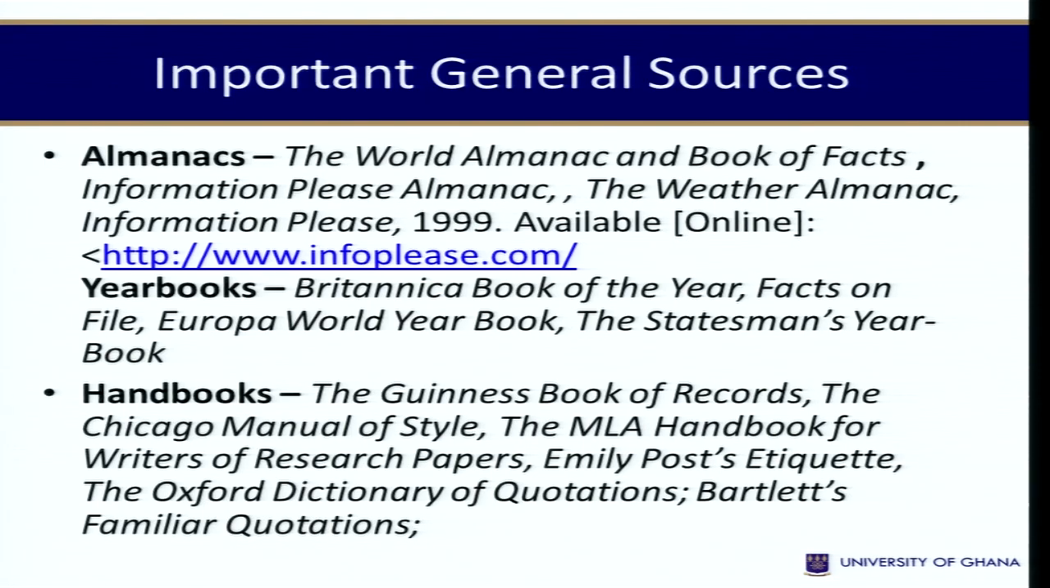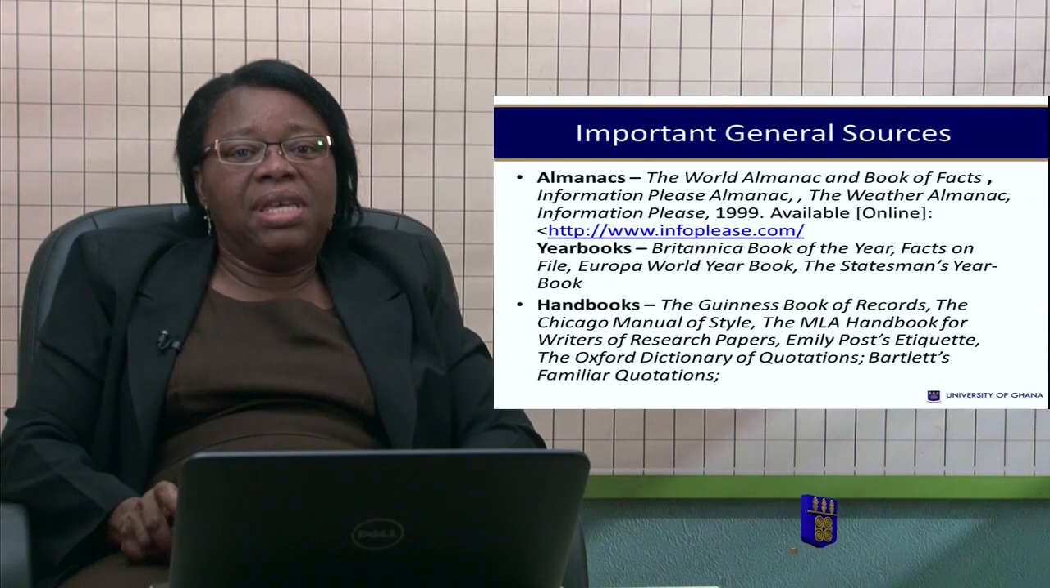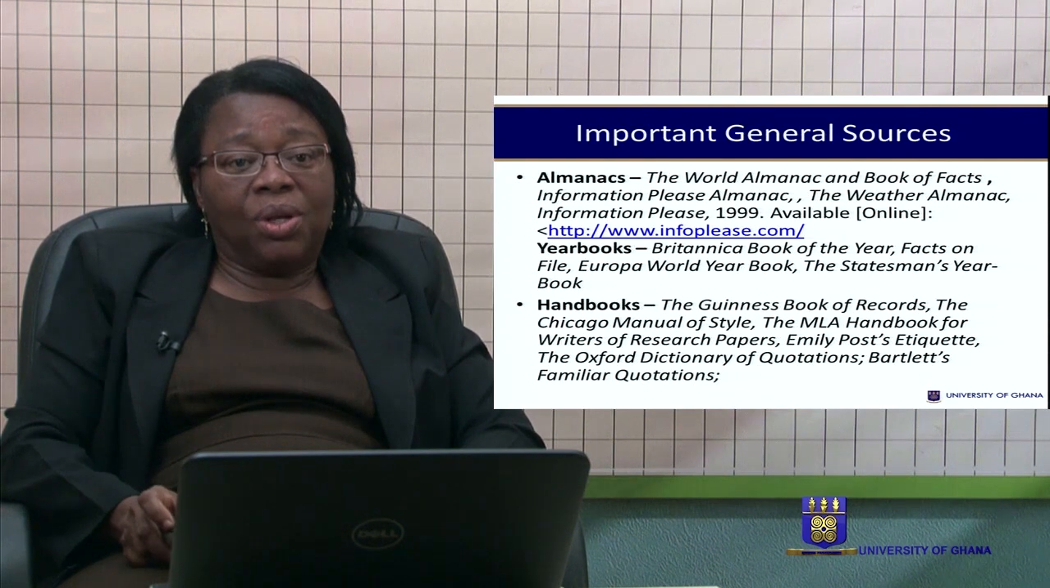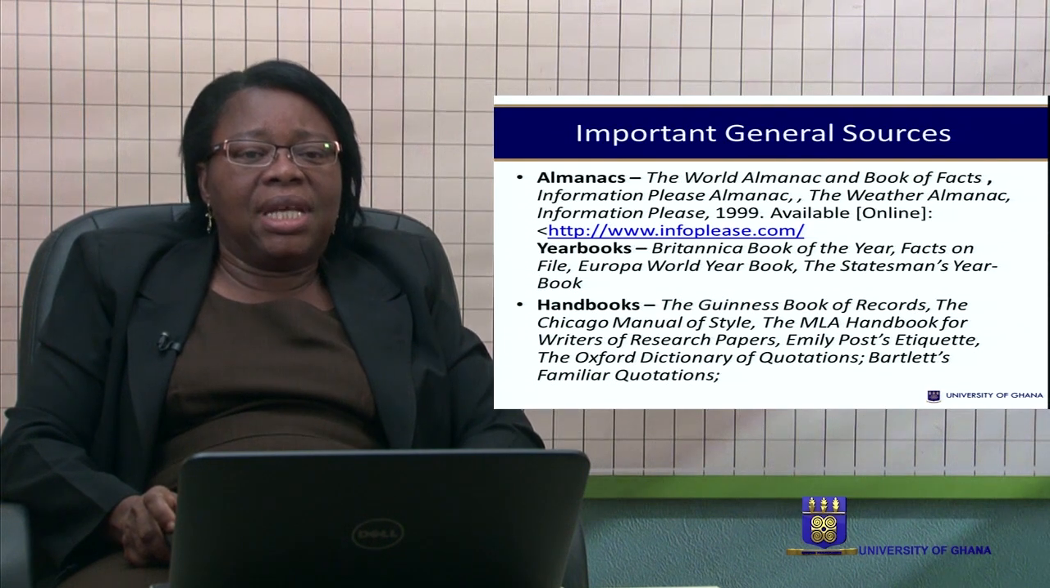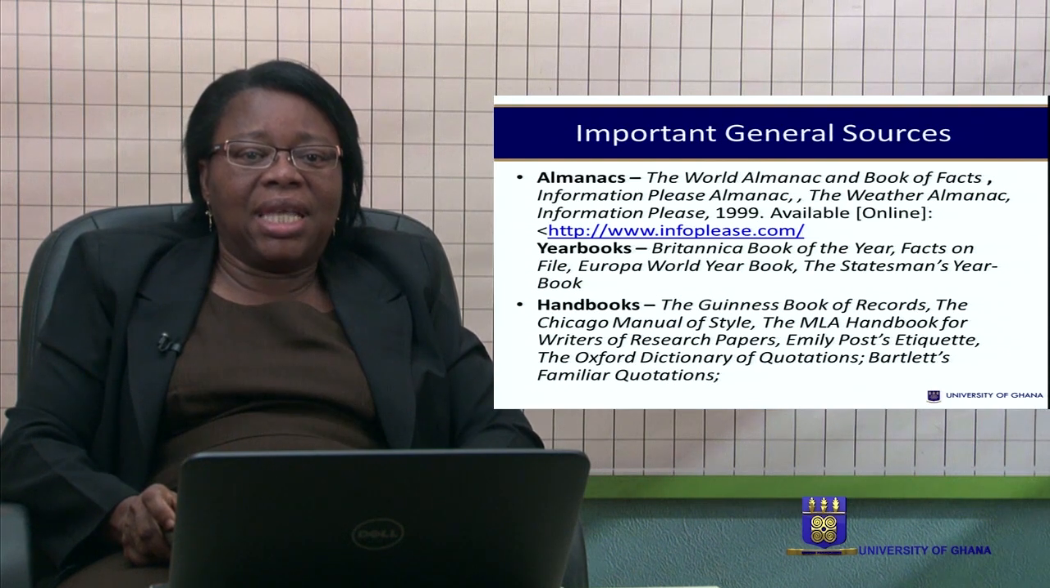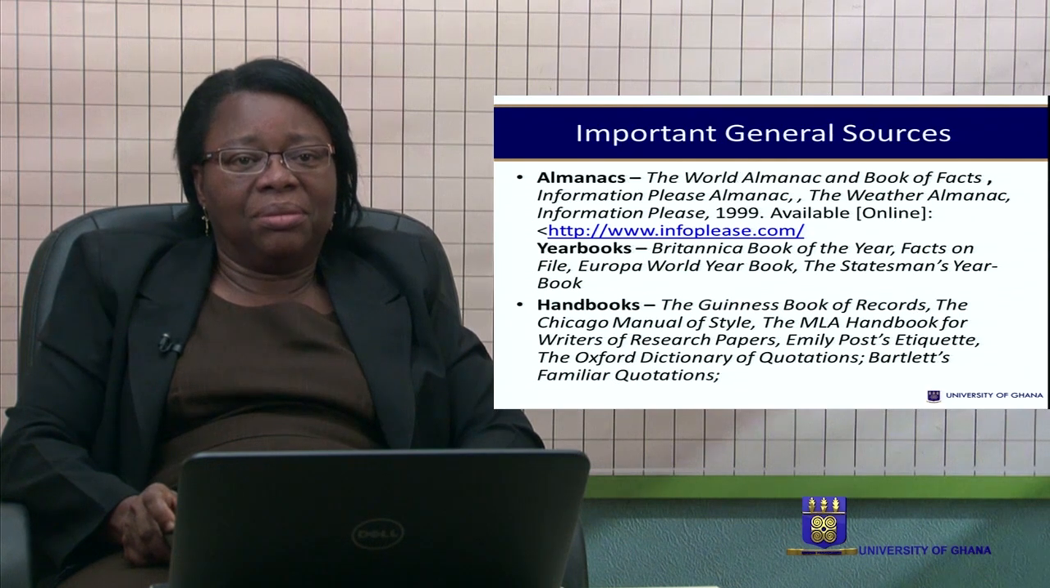Important general sources that you need to examine: for almanacs, you need to look at the World Almanac and Book of Facts. For yearbooks, you need to examine physically the Statesman's Yearbook. You are not required to look at any handbooks, but if you find examples such as those listed in this course, please examine them out of curiosity, such as the Guinness Book of Records. It's a good handbook.